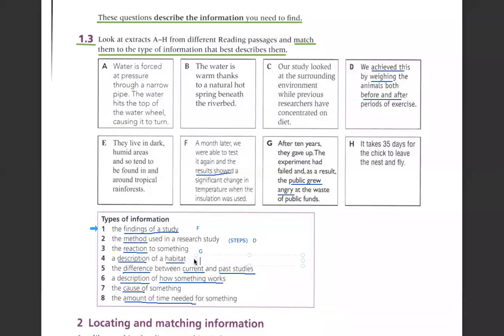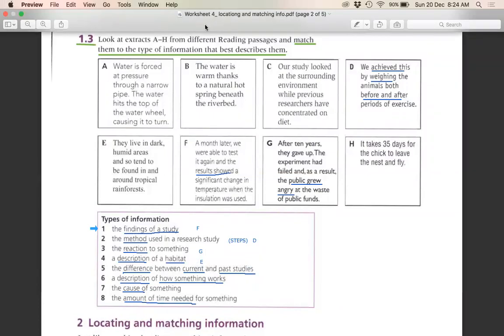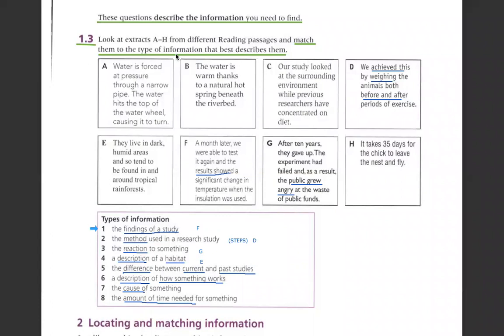a description of a habitat. If you don't know the word habitat, we've seen it a few times now, but write it down. It means the place where animals naturally live. So please write that word down if you don't know it yet. Okay, cool. Looks like most of you say E, which is correct. Have a look at E if you got it wrong. They describe the different conditions that they live in, where it is, the tropical rainforest. All right, number 5.